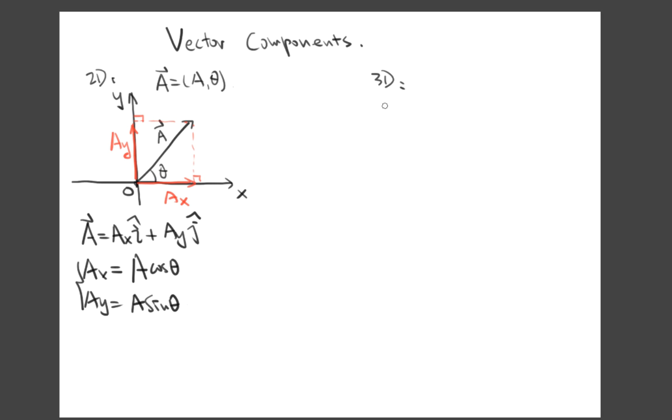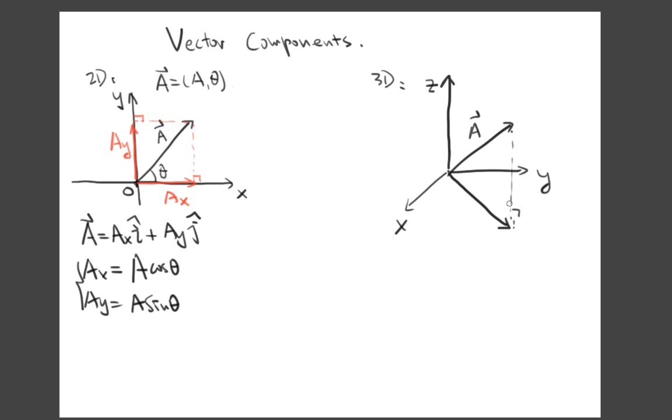Okay, so let's look at in 3D, how do we decompose a vector into its components. So let's say this direction is x, that's y, the z-axis is pointing vertically up, and a vector A looks like this. It's vector A, and it has a projection in the xy plane. So if we draw a vertical line to the xy plane, then that's the projection of A in the xy plane.